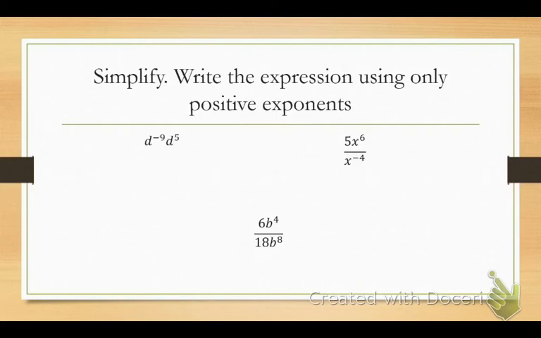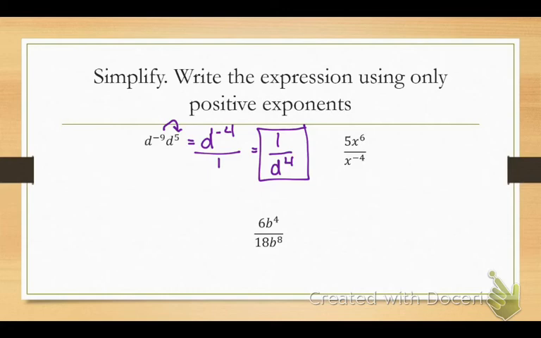Okay, very good. So he did product of powers. Negative 9 plus 5 is negative 4. But I cannot have a negative exponent. So I put it over 1 and I flip it to the opposite side of the fraction. 1 over d to the 4th. Great job. All right, next one.